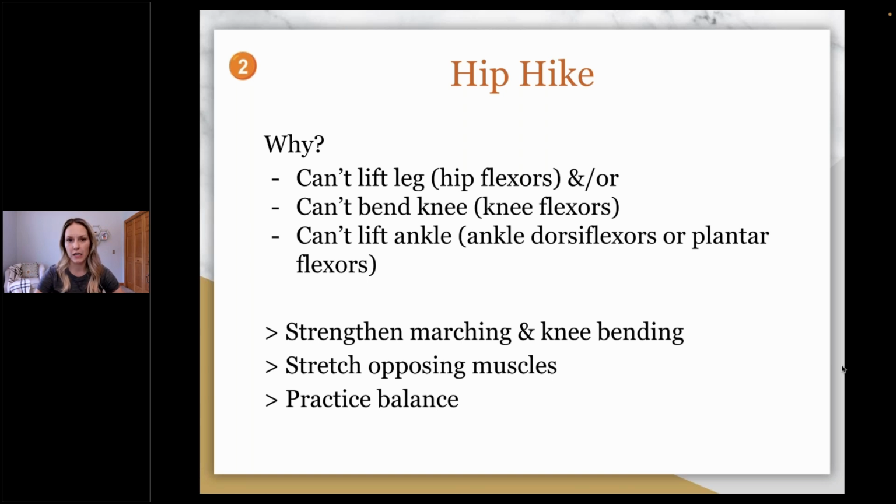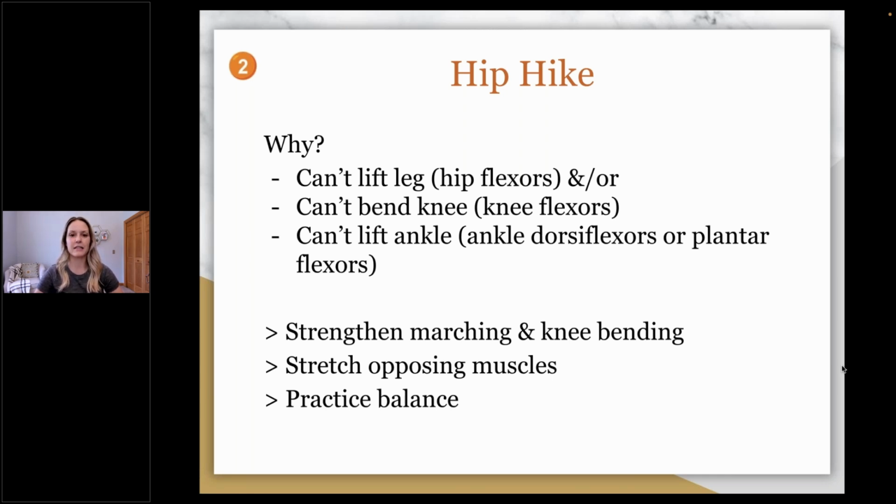You can strengthen the marching exercise, which is bringing your knee up towards the ceiling. You can strengthen the bending of your knee, and you can stretch opposing muscles. Also, of course, practicing balance.